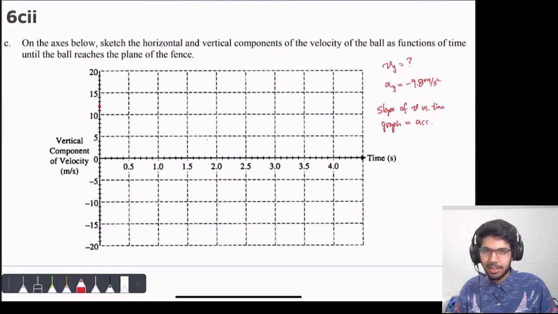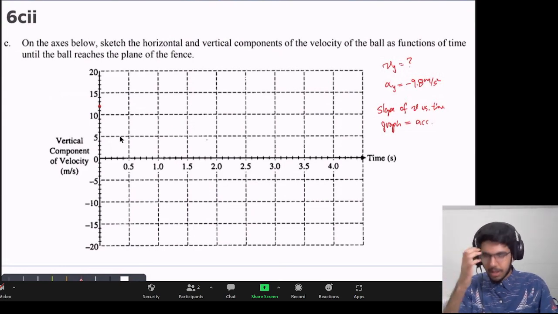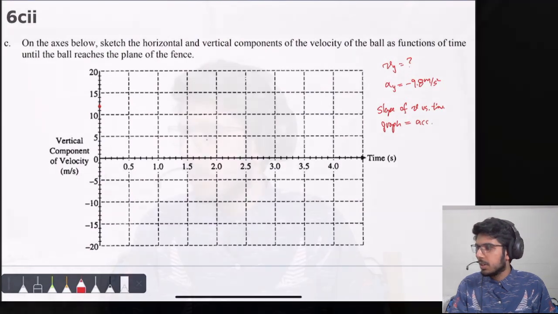Oh no. Oh man. There's some technical difficulties. But since we're reaching the end, I'm not going to bother with resolving those technical difficulties. But essentially what happens is we draw a line with slope negative 9.8 that passes through the point that we marked on the y-axis. So you can imagine it's something like that.